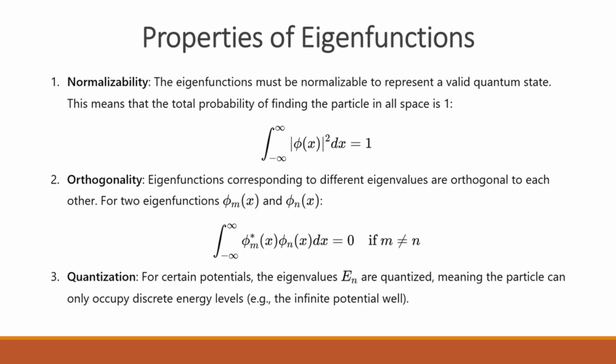Quantization. For certain potentials, the eigenvalues are quantized, meaning the particle can only occupy specific, discrete energy levels. An example of this is the infinite potential well, where the energy levels are determined by the width of the well and the particle's mass.